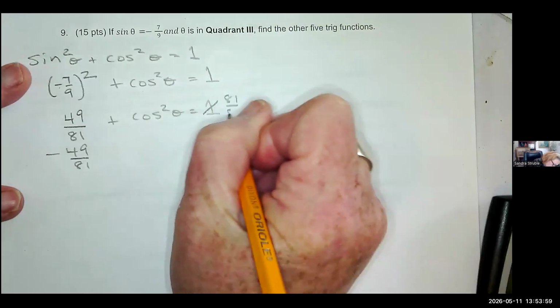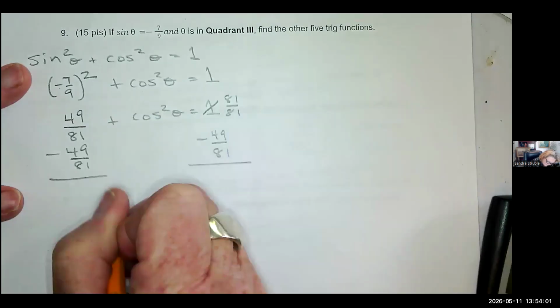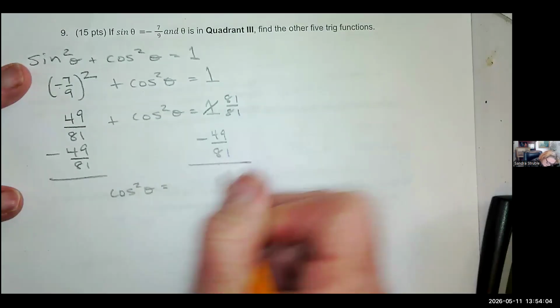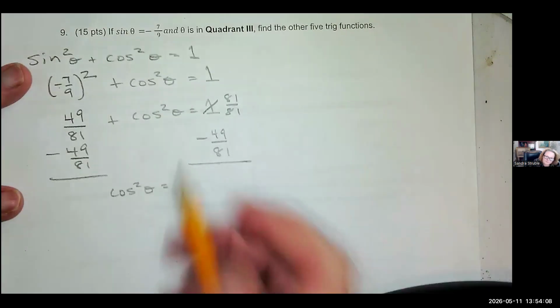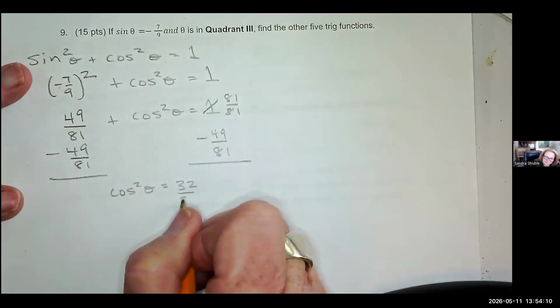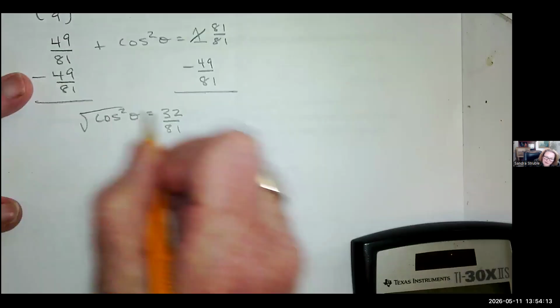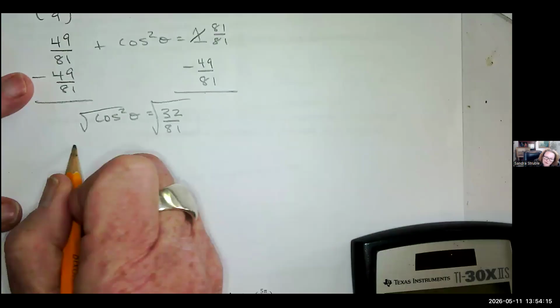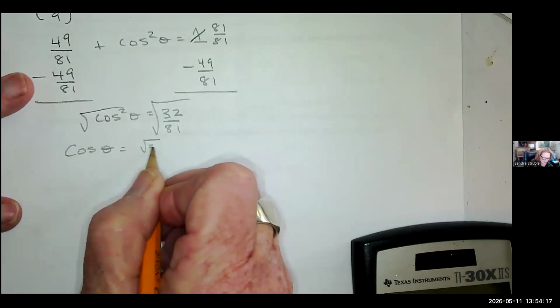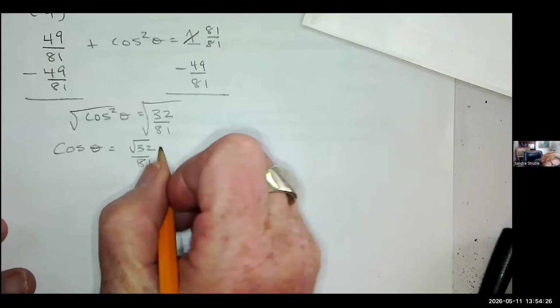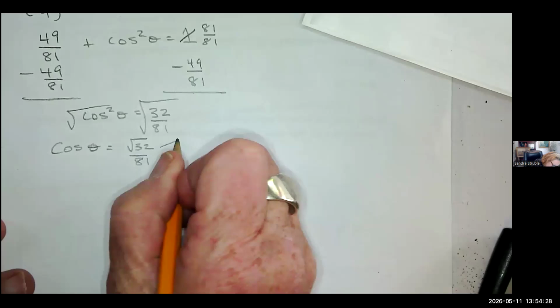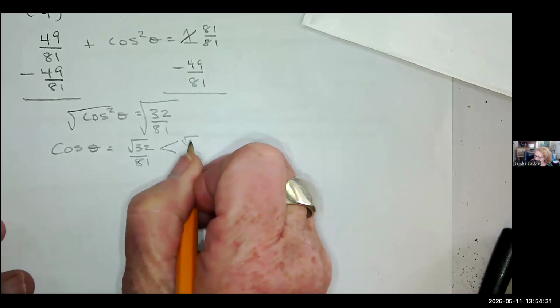It becomes cosine squared theta is equal to 81 minus 49 is 32 over 81. Take the square root of both sides. So the cosine of theta is the square root of 32 over 81. Hold on. 32 has a 16 in it. So it also has a 4, but 16 is bigger. 16 is a perfect square. So this breaks down to the square root of 16, the square root of 2. Why is this 81? It should be a 9.